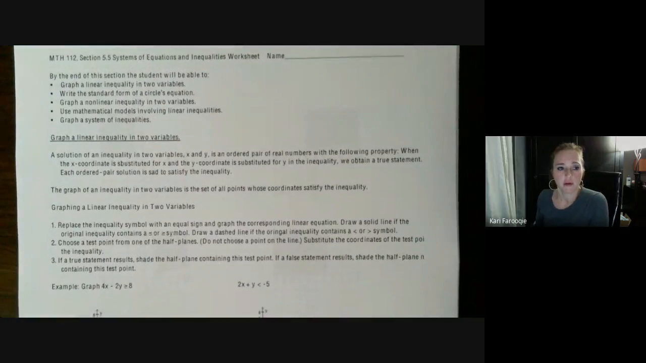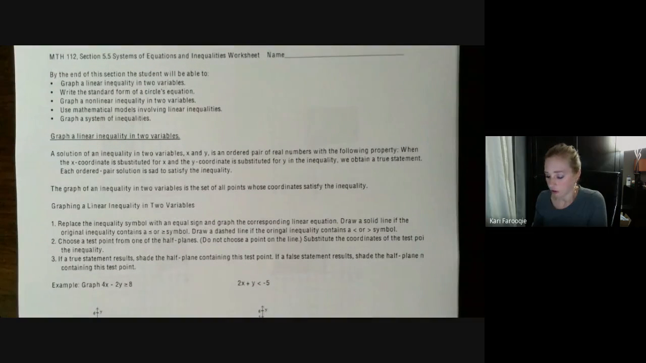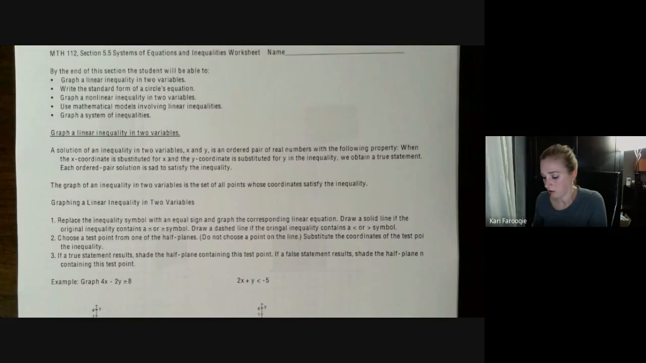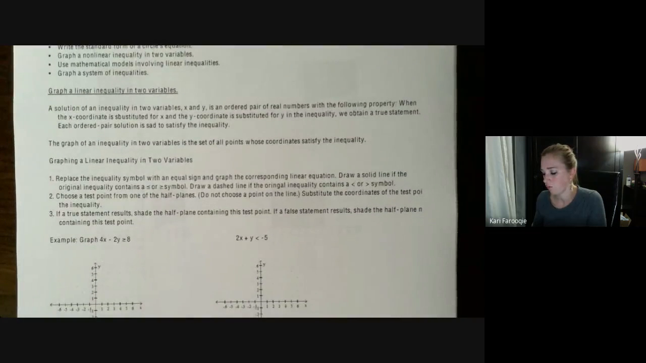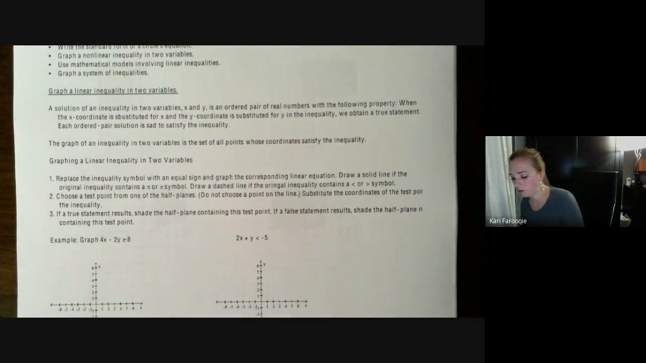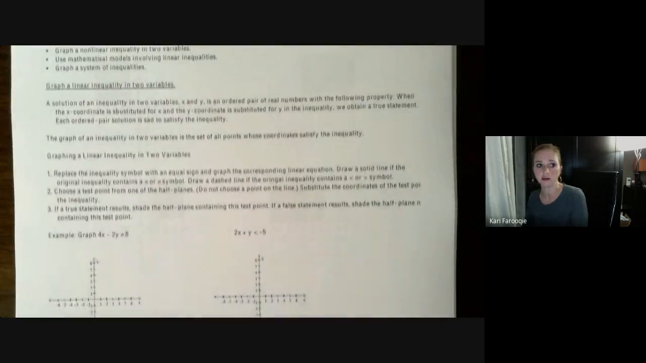Okay, so 5-5, we're going to talk about inequalities in 2 variables. And you have talked about these before. It's been a while. You might not have talked about nonlinear inequalities, but you have talked about systems of linear inequalities.